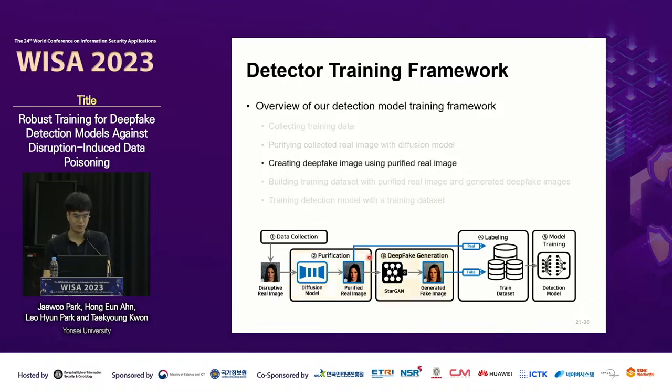Next, we create a deepfake image through Togen using our previously purified real images. We use the generated deepfake images and real images to build a training dataset for the detection model. This dataset can be used to train a deepfake detection model.